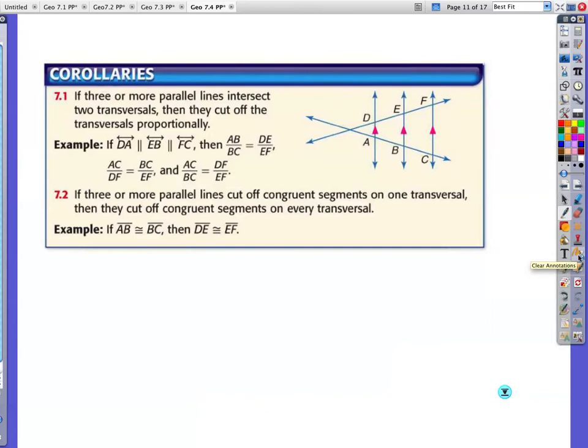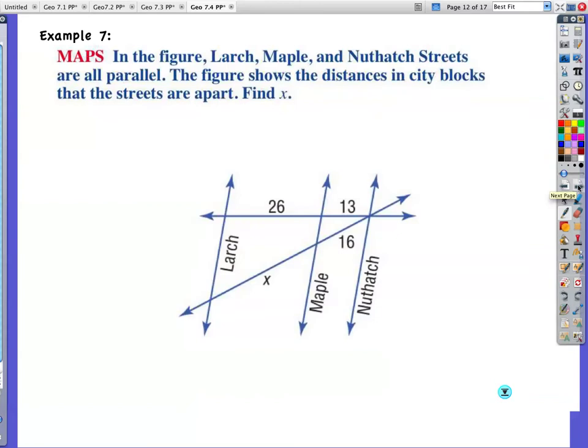If 3 or more parallel lines cut off congruent segments on one transversal, then they cut off congruent segments on every transversal. Basically, that's saying if you know that DE is congruent to EF, then AB is congruent to BC. It has to be later on down the road. Okay, with that said, let's move on and try this out.